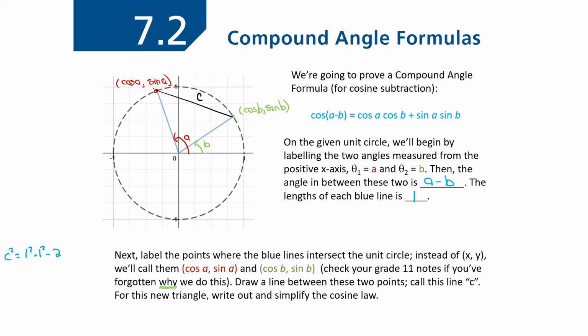Now, in this case, 2 times A times B, our A's length is 1 and B's is 1. Those are the blue lines, they're both 1. Times cos of the angle in here, and remember what we called the angle there, A minus B. So cos of A minus B. We're going to clean that up a bit. We have C squared equals 1 squared plus 1 squared, that's going to be a 2, minus 2 times 1 times 1, that's just 2 cos A minus B.